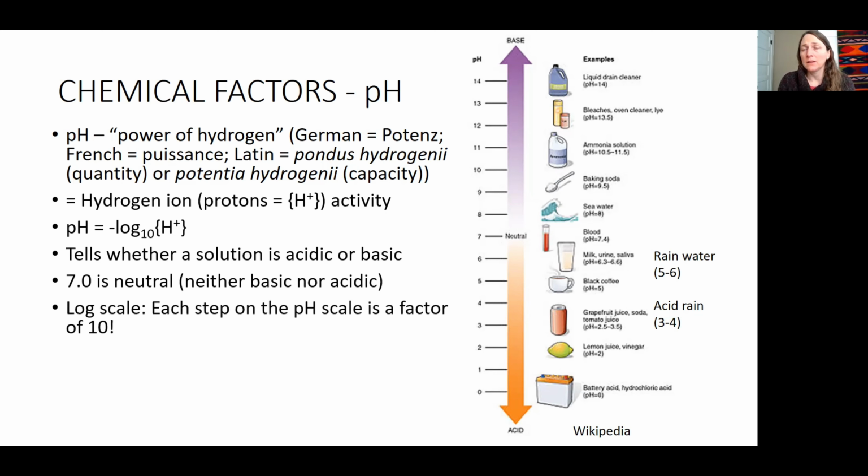It's again a log scale, meaning that each step on the scale is a factor of 10. So going from 7 to 8 is more like going from 7 to 70 than it is just one shift. Black coffee at a pH of 5 is 100 times more acidic than a glass of water. Drinking water is about neutral at 7. Salmon tend to prefer a pH of between 6.5 and 8.5, so we talk about this as circumneutral. They can handle things slightly more basic than they can acidic.